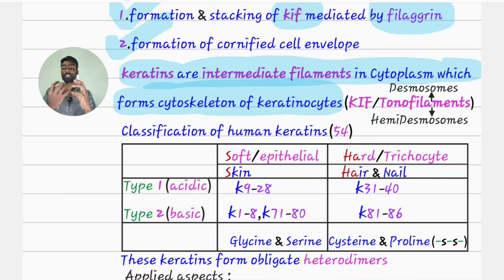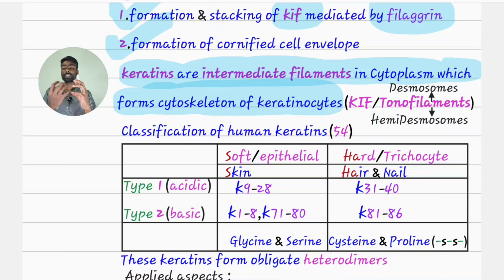There are a total of 54 human keratins classified based on pI, that is based on pH. One is acidic, another one is basic. Based on its contents and consistency, one is soft or epithelial keratin found in skin, which mainly contains glycine and serine, which is low in sulfur and disulfide bonds. That's why our skin is very soft.